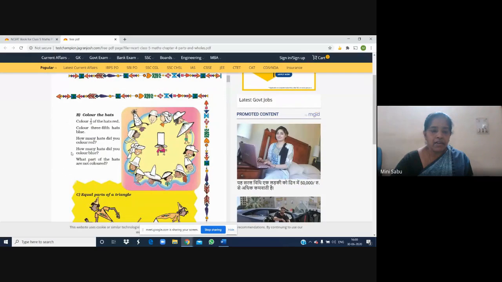Now we reach the next page. Here again, one question is there. B, it is a question for coloring actually. I'll explain it to you, and after that you can color it in your book. Okay. Color the hats. Here you can see so many children, but everyone has a hat on their head. Okay. Each one has a hat of a different style. Okay. Then can you count and see how many children are here?